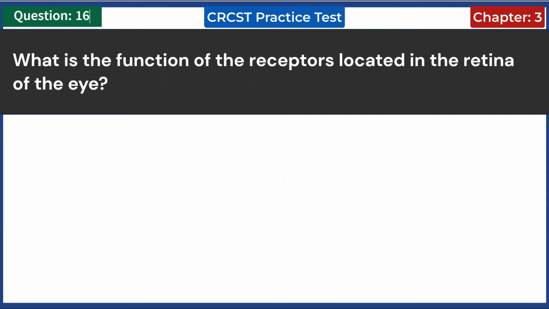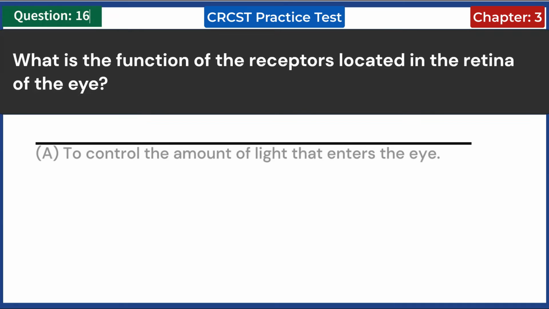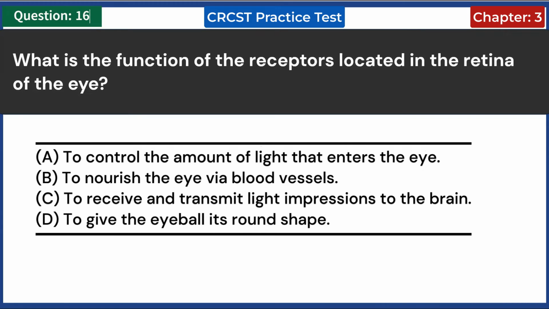What is the function of the receptors located in the retina of the eye? A. To control the amount of light that enters the eye. B. To nourish the eye via blood vessels. C. To receive and transmit light impressions to the brain. D. To give the eyeball its round shape. Answer: C. To receive and transmit light impressions to the brain.